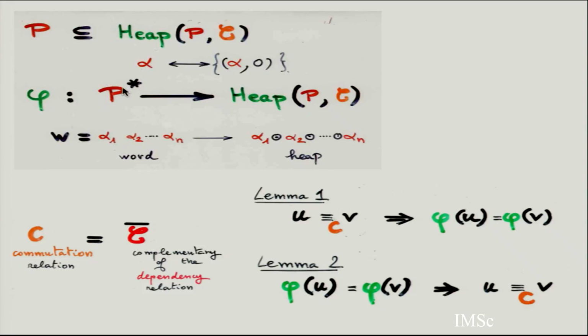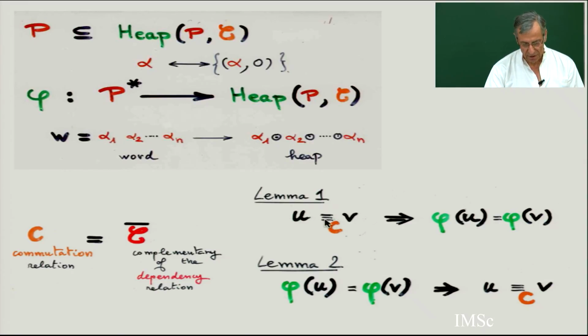So from a word in basic pieces, I get a heap, and there are two fundamental lemmas. If two words U and V commute, if they are equivalent for the commutation relation, then the two heaps are the same. And conversely, if two different words give you the same heap, then they are equivalent for the commutation relation.